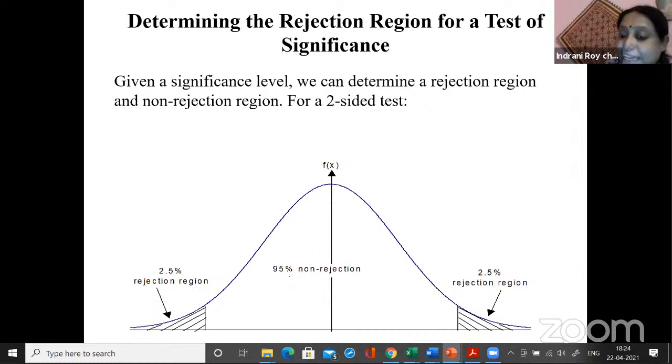So if it lies here in the tail, on this side or this side, that means the T value should be big in the absolute sense, not in the actual sense, because the higher the negative value, the smaller the value is. But we are not interested in the actual value. We are interested in the absolute value. So if your T value is very high, there is more and more chance that it will lie in the rejection region, and therefore you can reject your null hypothesis.